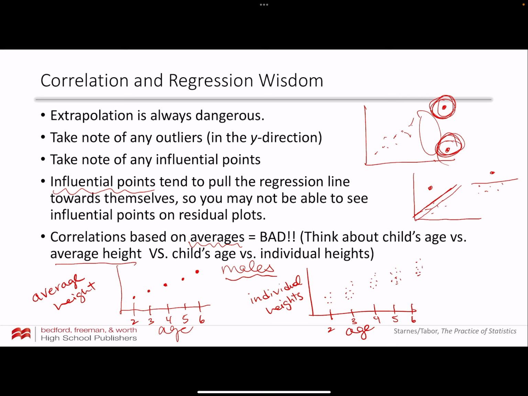I might still have that same linear positive relationship here, but it's going to appear to be much stronger if I look at average height than if I were to look at individual heights of the individual males. So we typically shouldn't look at things like age versus average height, age versus average weight, because we're taking an average on this one X value. It's like putting us in the middle.